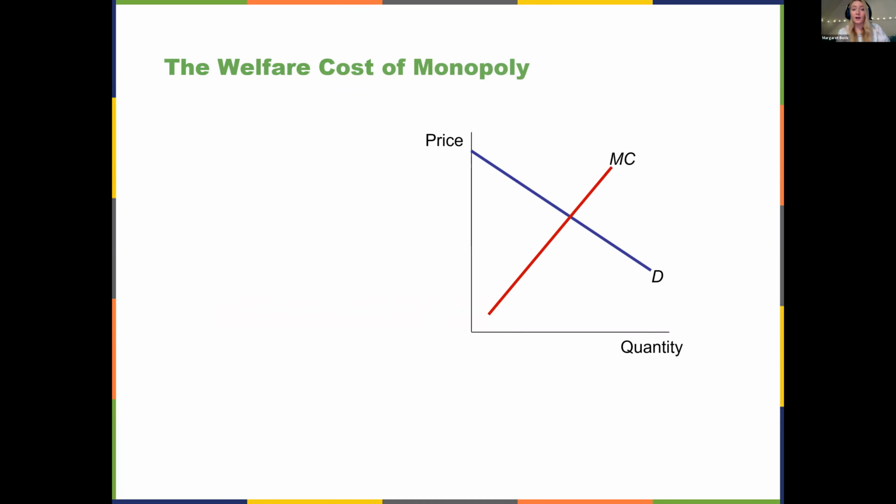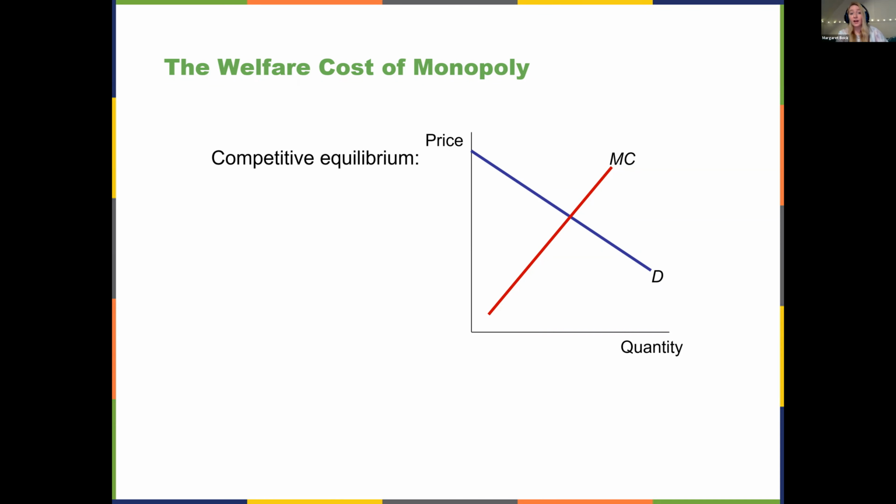So hopefully this idea is explained a little bit better using this picture. So we have a demand curve and a marginal cost curve. You can kind of think of the marginal cost curve like a supply curve in this instance.